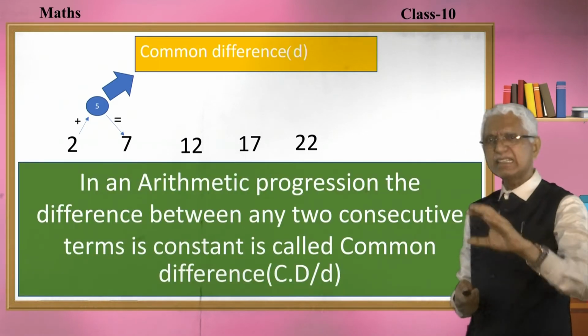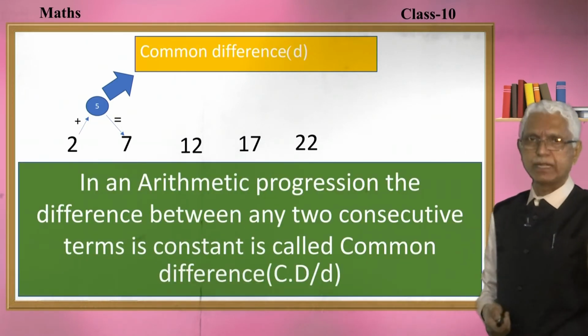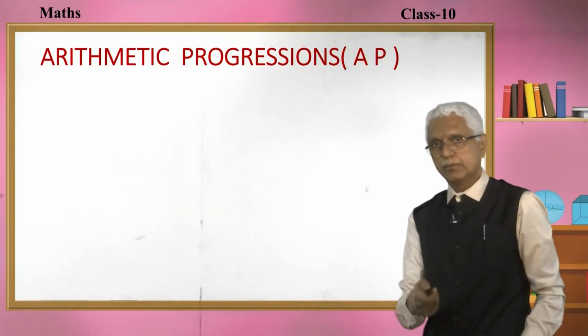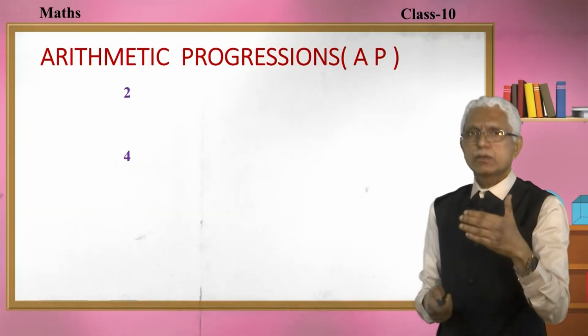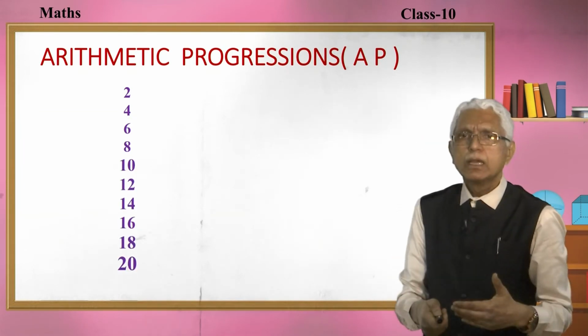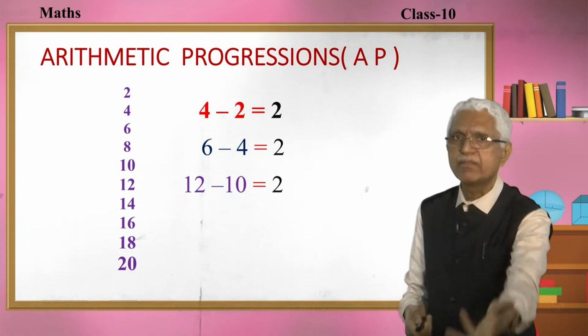So, once again, this is another way of defining an arithmetic progression. In an arithmetic progression, the difference between any two consecutive terms is constant, and that constant is called the common difference, and it is denoted by the symbol d, small letter d. Now, we will see some more examples, or maybe we will be emphasizing on what we have already learnt.